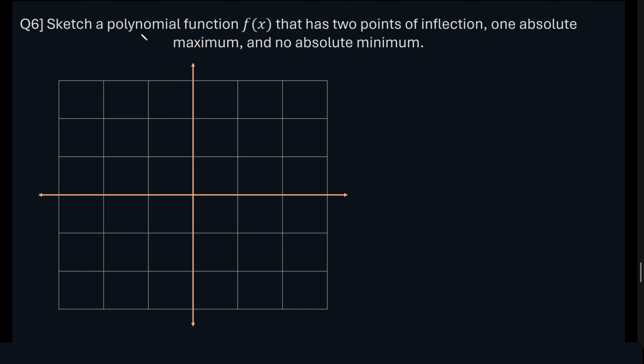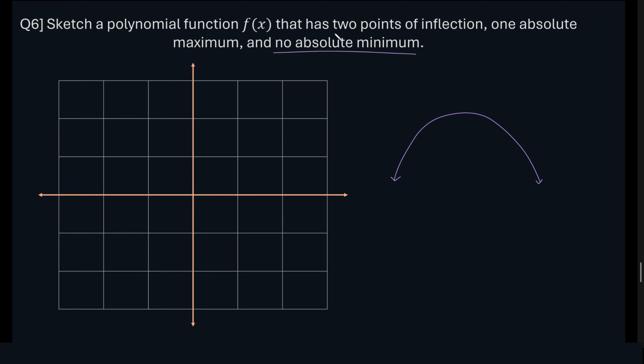Question 6. Sketch a polynomial function f of x that has 2 points of inflection, one absolute maximum, and no absolute minimum. First, let's draw a rough sketch of our graph. It says that there is no absolute minimum. That means we can draw something like this.